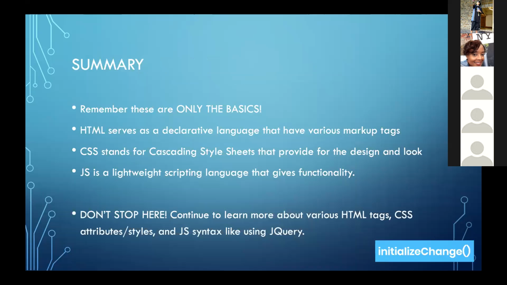So, summary: remember that these are only the basics. We have only scratched the surface on HTML, CSS, and JavaScript, and there's so much more content to learn. HTML serves as a declarative language that has various markup tags. CSS stands for cascading style sheets that provide the design and look. JS is a lightweight scripting language that gives functionality. So remember those three different things here. And also remember to not stop here, okay?